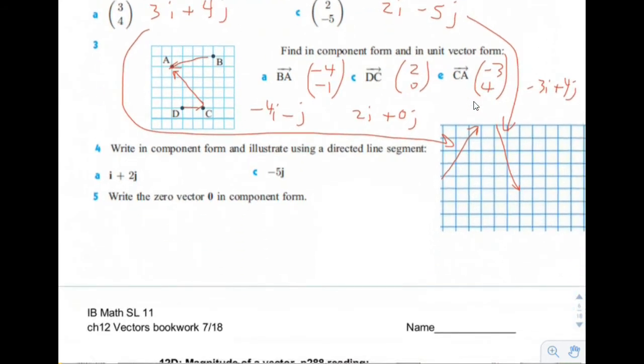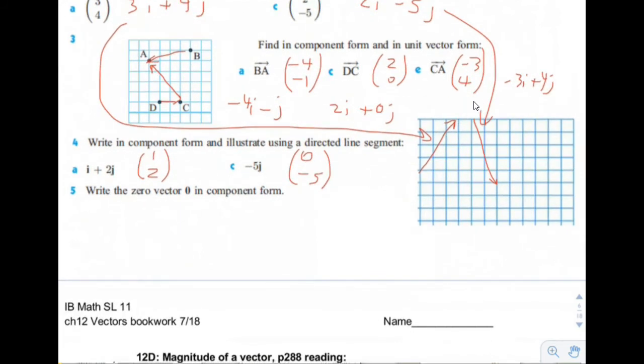Write in component form and illustrate using a directed line segment. i plus 2j would be 1, 2. Negative 5j would be 0, negative 5. If I wanted to draw those, 1, 2 would look like that, and 0, negative 5 would look like that. Write the vector 0 in component form. Just like that. Easy. So we're done with page 6.